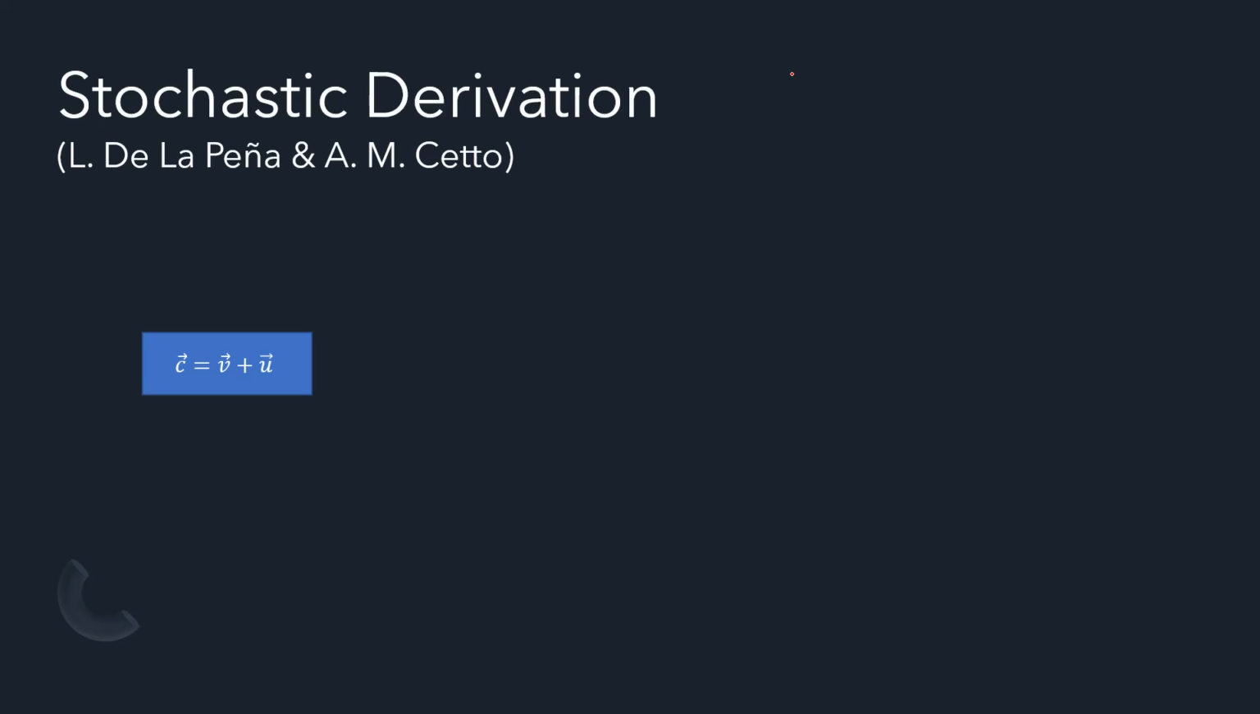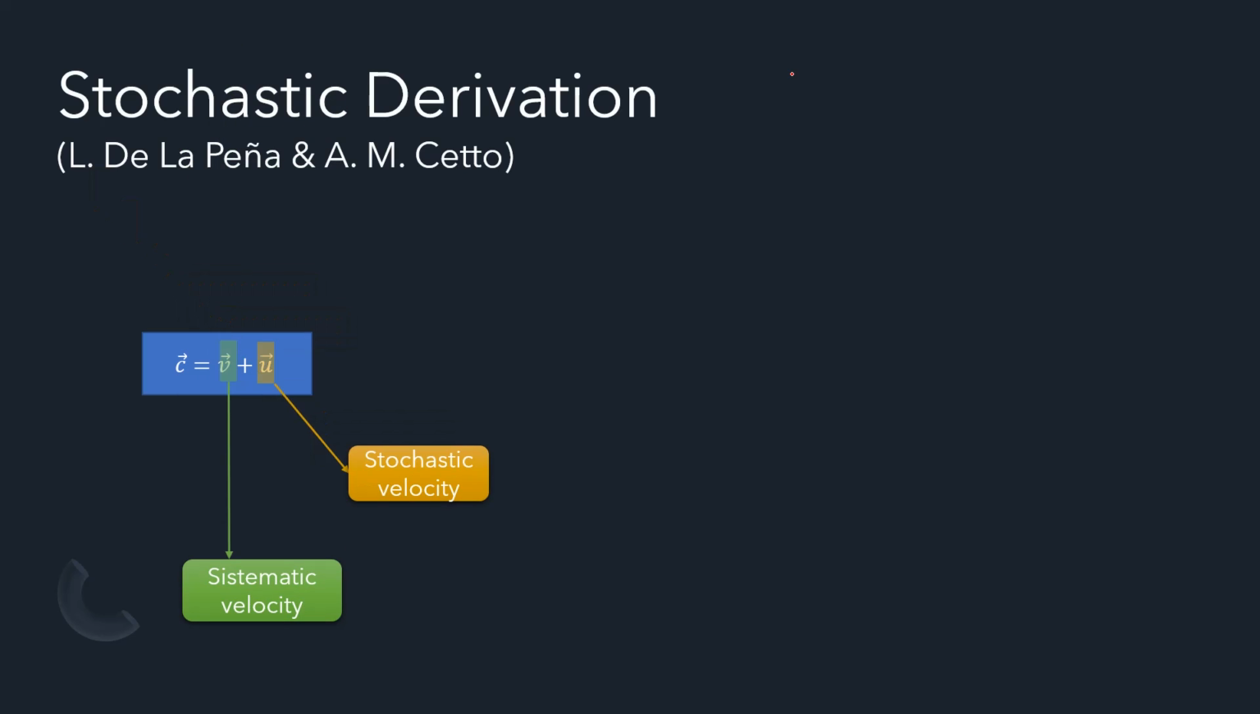on dividing the velocity c in two parts. One part is the systematic velocity v, and another one is the stochastic velocity u. What we will do now is try to find the time operators connected to these two velocities.